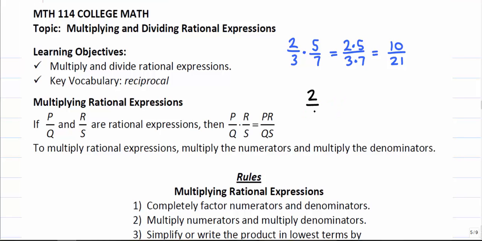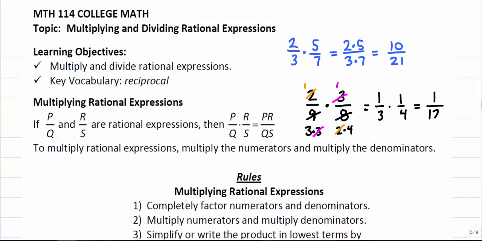So if I had 2 over 9 times 3 over 8, because the number 9 is 3 times 3, that means there's a common factor of 3 in the top and bottom that I can divide out. And because the number 8 can be rewritten as 2 times 4, that means there's a common factor of 2 in the denominator and in the numerator that I can divide out. And so what I'm left with is 1 over 3 times 1 over 4, which is just 1 times 1, which is 1, and 3 times 4, which is 12.